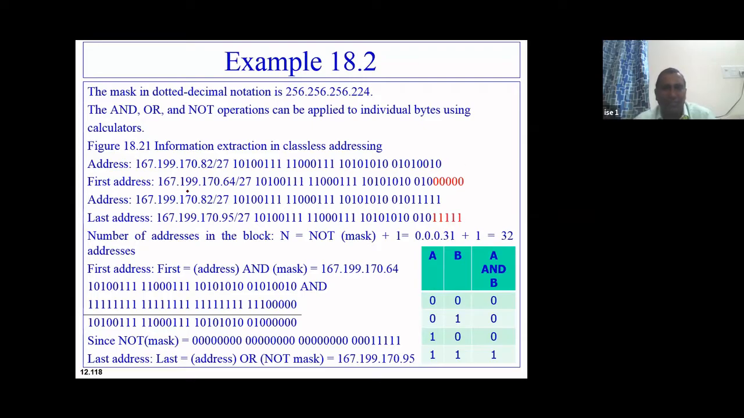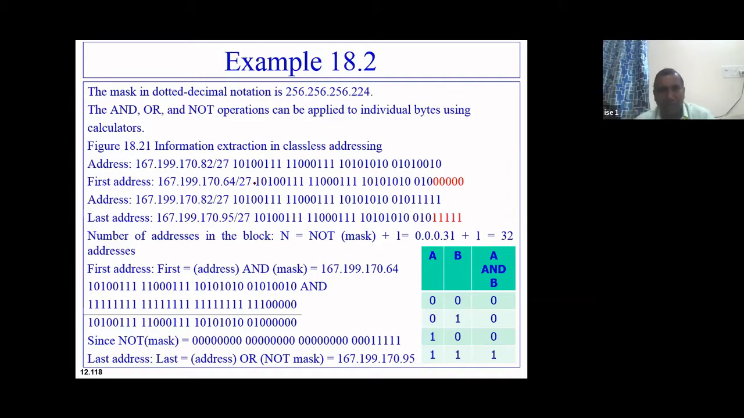Now we have just seen that 27 means the first 27 bits of this you keep as they are, do not change anything. And 32 minus 27 means the last 5 bits, you make them 0, and you get the first address. So convert this into the decimal number.